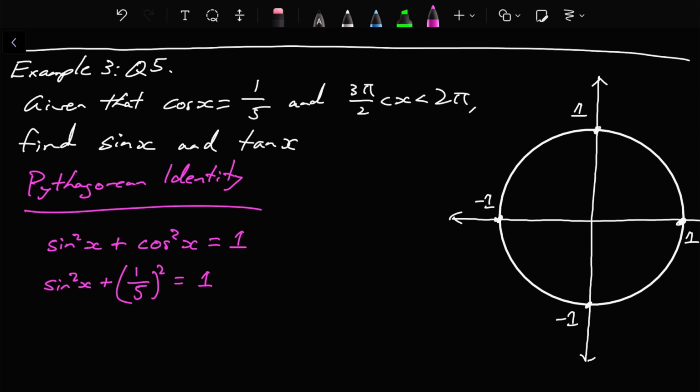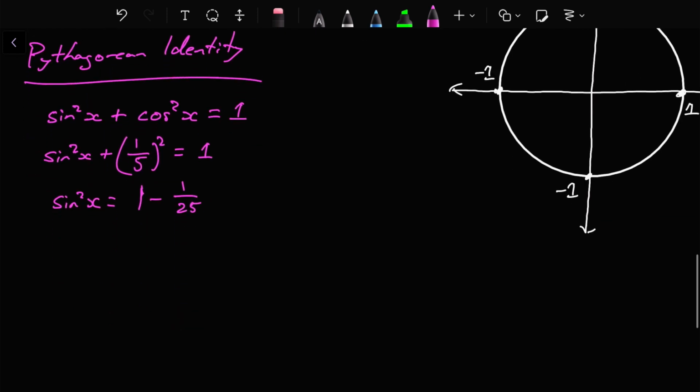And now we just do a bit of algebra, basically. So sine squared of x is equal to 1 minus 1 over 25. I just squared the fraction and subtracted it, which means that sine squared x is equal to 24 over 25. And then sine x is equal to the square root of 24 over 5.